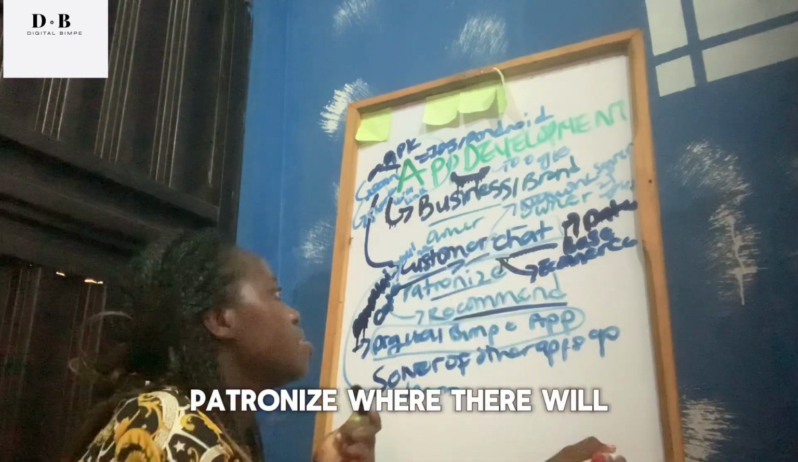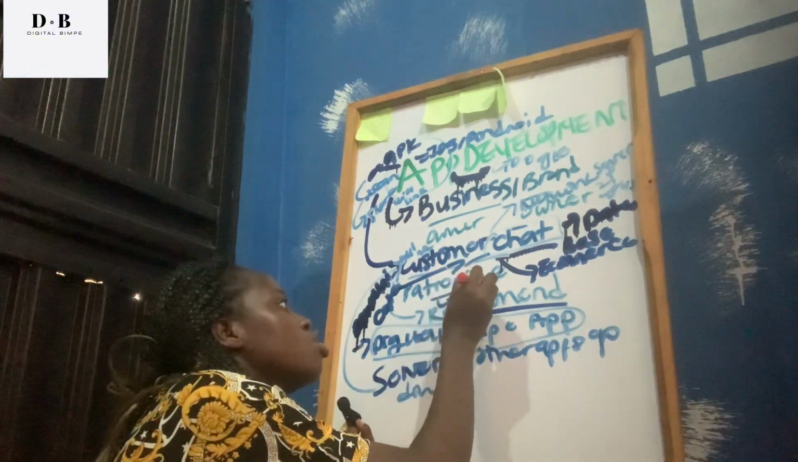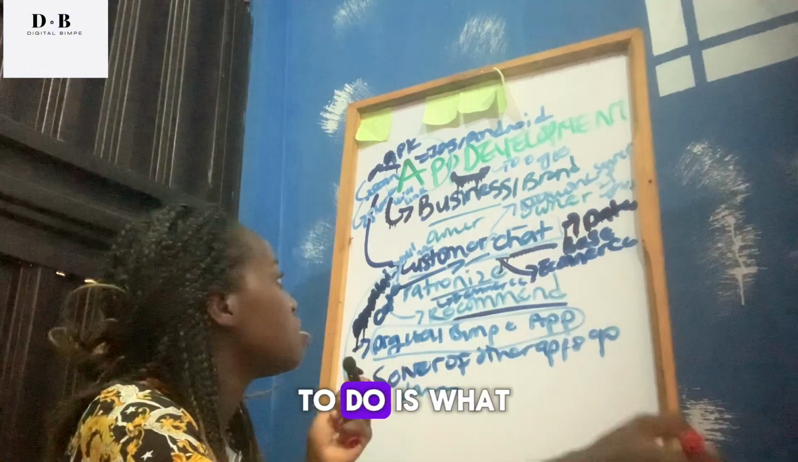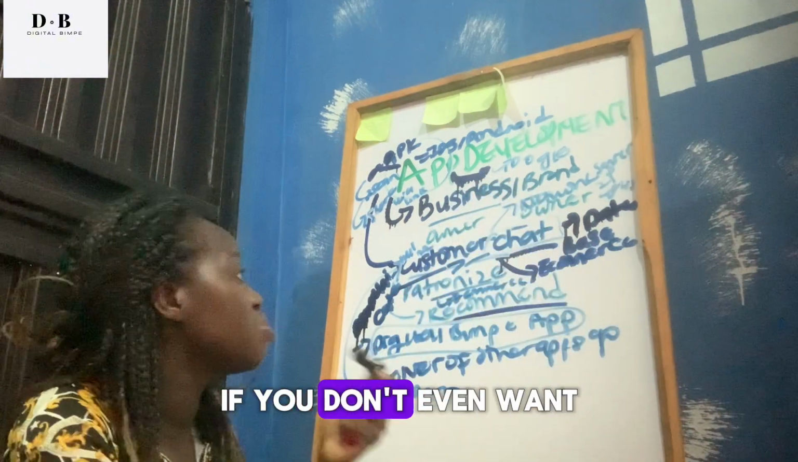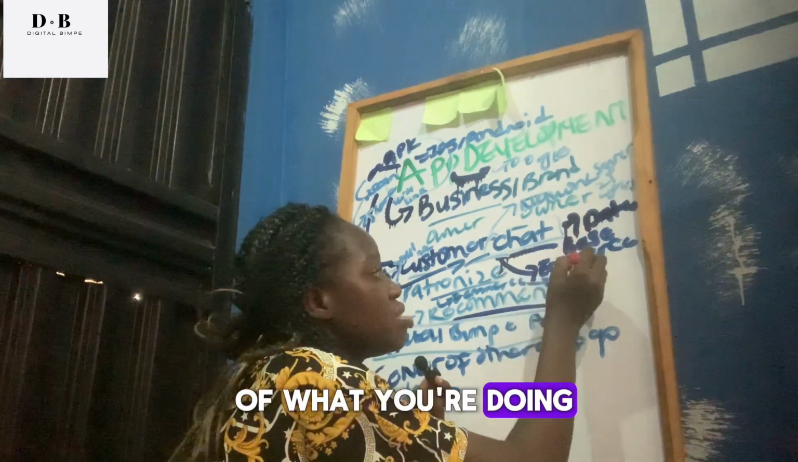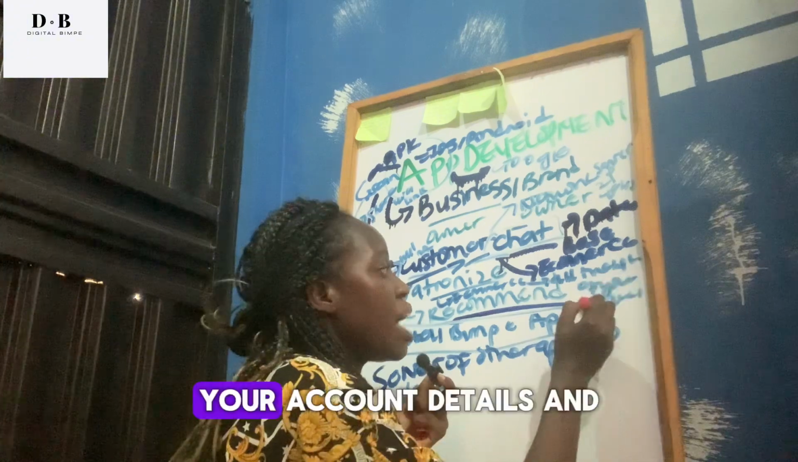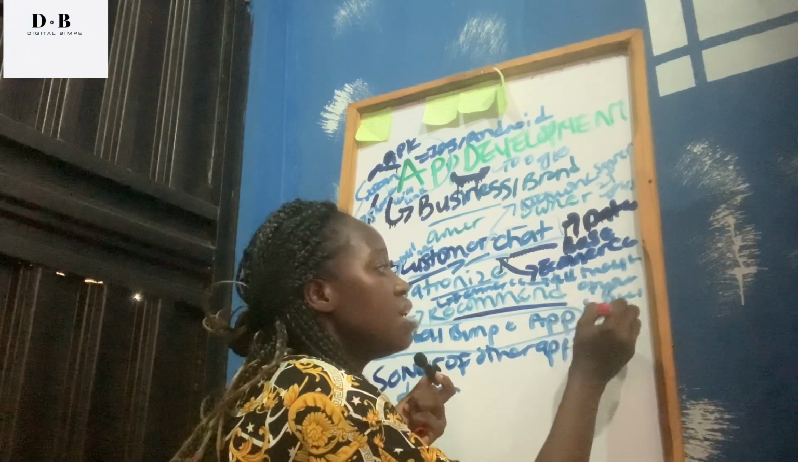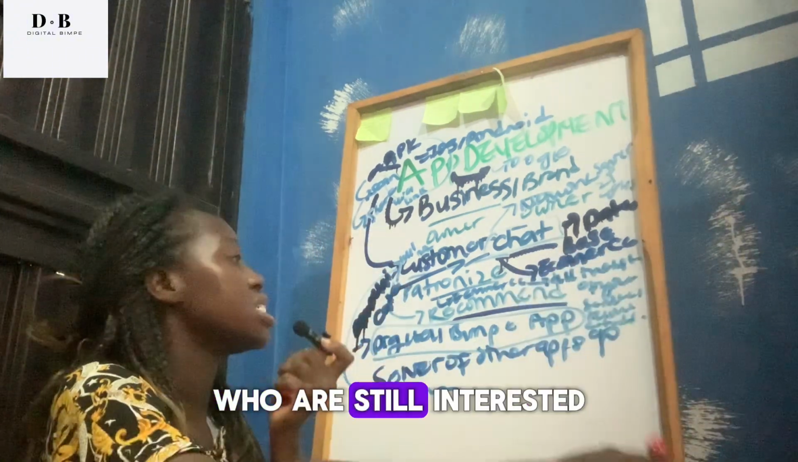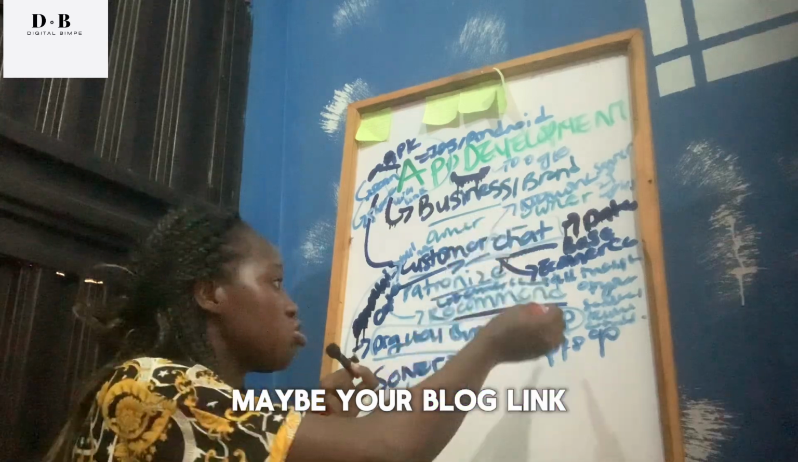Number two, patronize, where there will be e-commerce. Your product will be there. Or if you don't want to do e-commerce, maybe all the list of your services will be on your app. Your account details and the link, maybe your blog link for those people who are still interested in having a blog. Your blog link will still be inside that app.